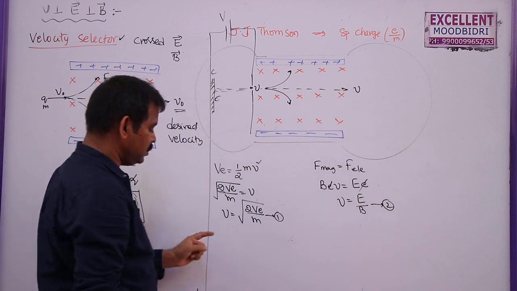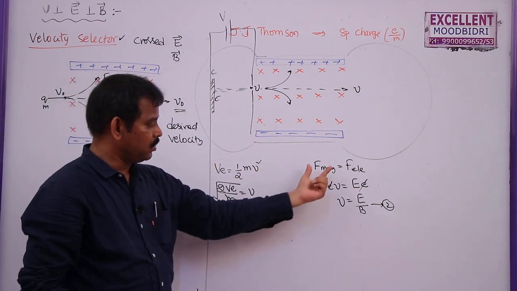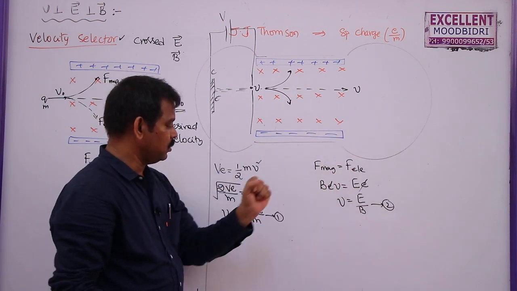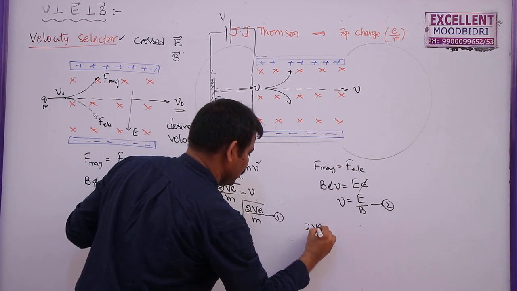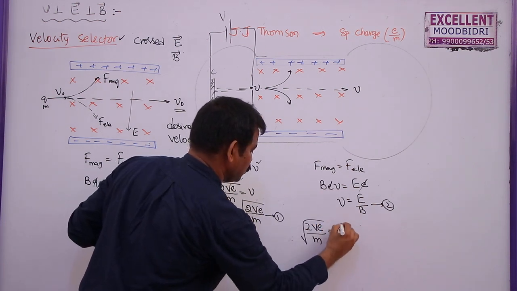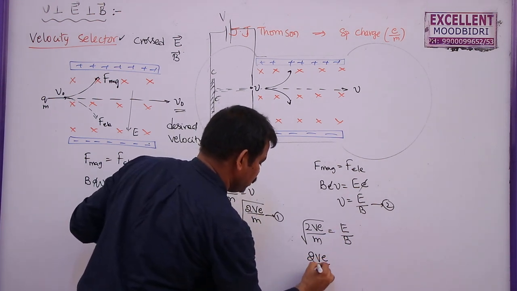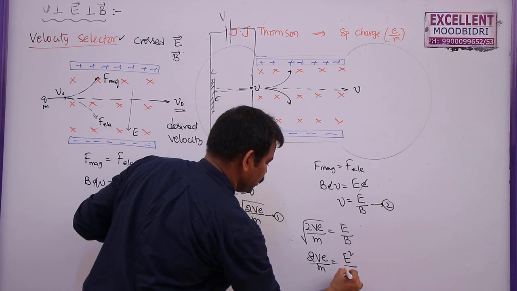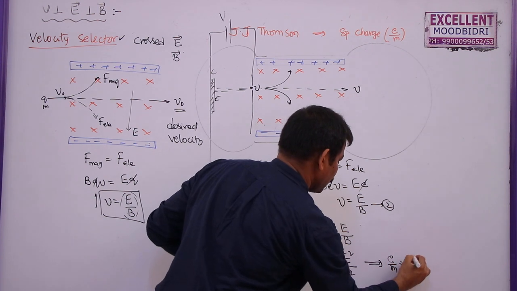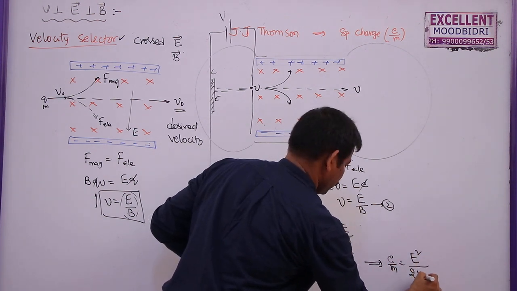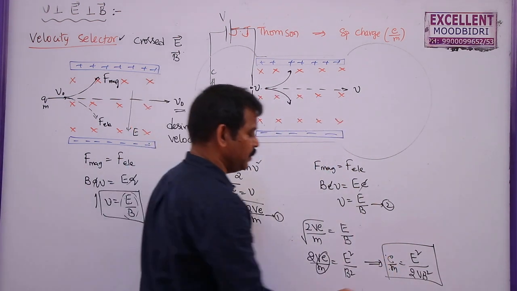This is the velocity. Here I got the velocity by using the work energy theorem. Here I got this one by using the concept of crossed electric and magnetic fields. These two are equal, so we can write root of 2Ve by m is equal to E by B. Squaring on both sides, 2Ve by m is equal to E square by B square. This e by m is given by E square by 2V B square. So this e by m is called the specific charge of the electron.